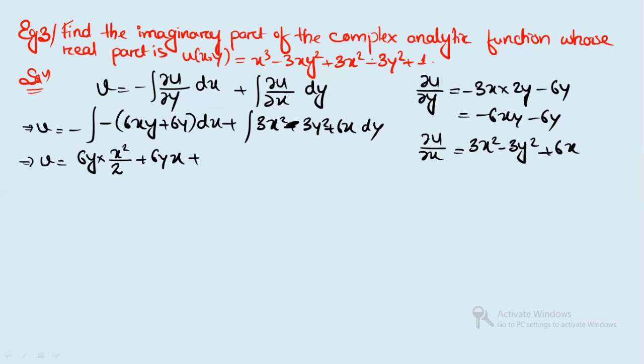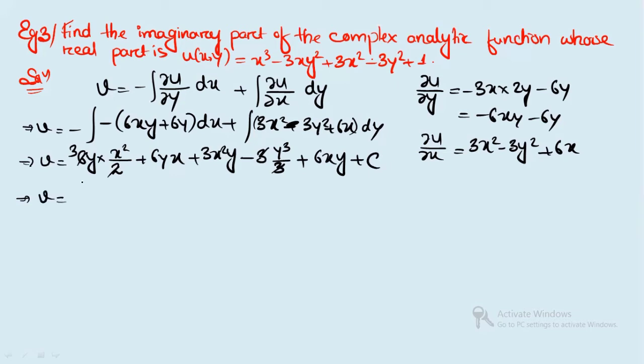Done. Now let's come to this. Here I'm giving a bracket. 3x square is constant, you will just get integration of dy to be y. Minus 3y square dy is giving you y cubed by 3. Again you have plus 6x constant, and integration of dy will give you y. So here this 3 will get cancelled, 2 will cancel 3 times. One constant will also be there.